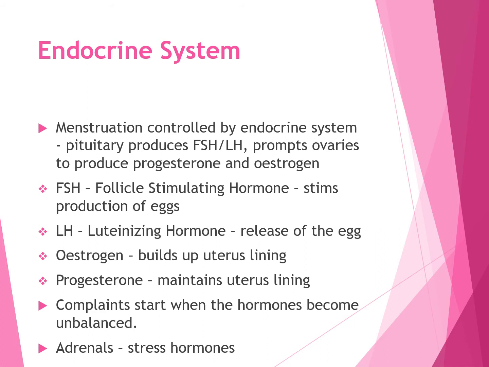This complaint starts when there is hormonal imbalance. Hormonal imbalance occurs because of stress. Stress is one of the causes of hormonal imbalance. Because of stress, the adrenal gland is stimulated and secretes adrenaline. These hormones disturb the other hormones and irregular menses starts.